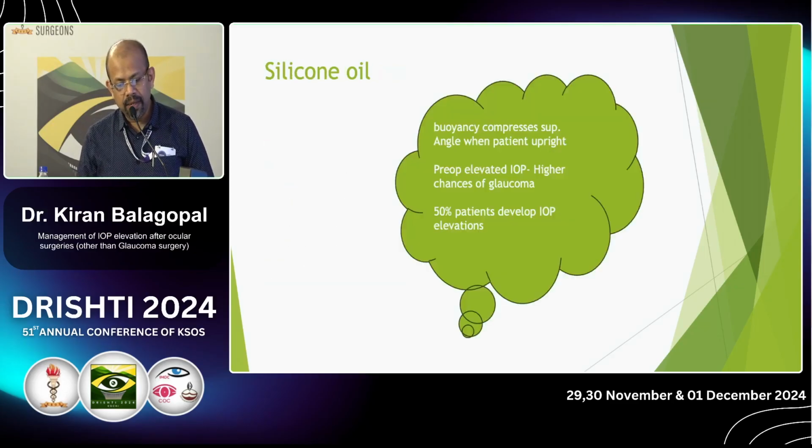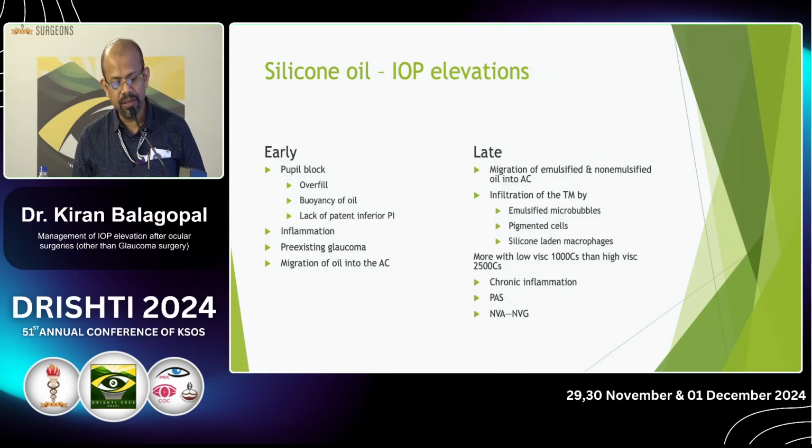And let us come to silicone oil. Silicone oil is a very buoyant thing, and when the patient sits upright, it can compress the superior angle and develop glaucoma. 50% of patients with silicone oil do develop IOP elevations, and in the early stage, mostly due to pupillary block. Late stage, mostly due to emulsification and migration into AC, more with the low viscosity oils of 1000 centistokes or so than with the high viscosity newer ones.